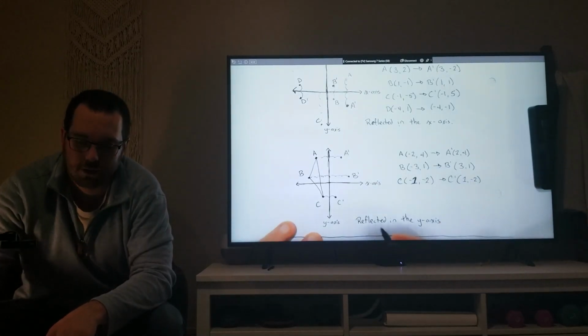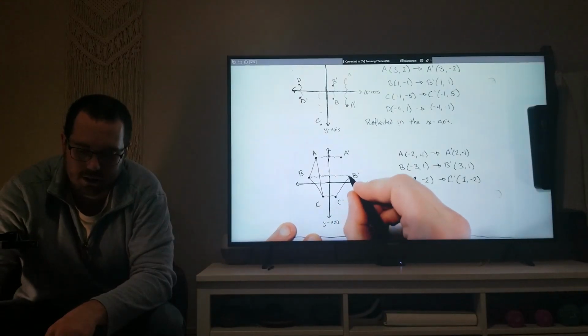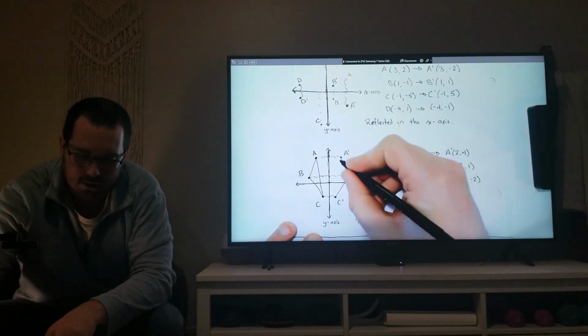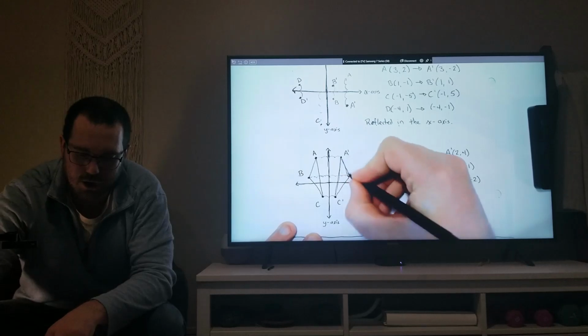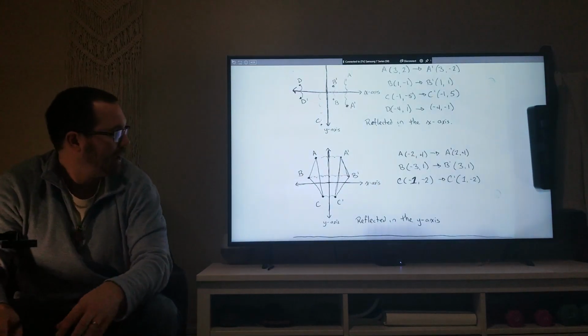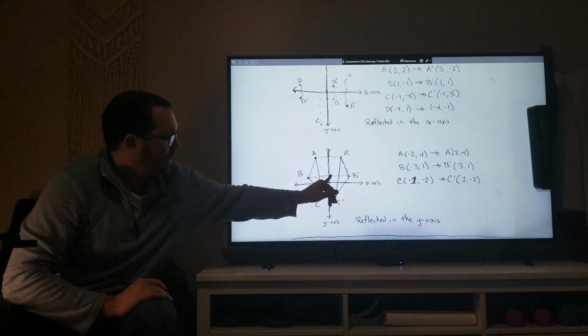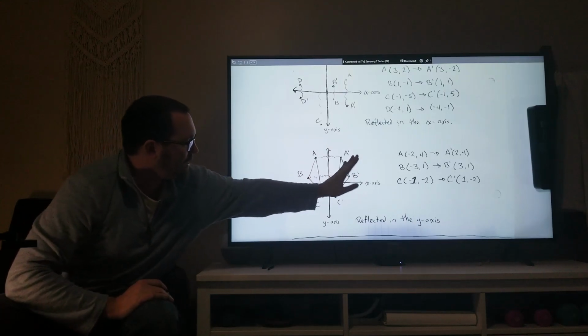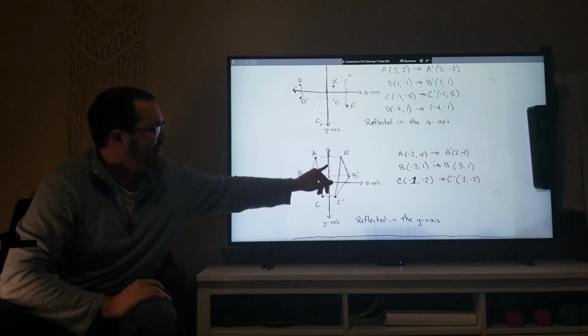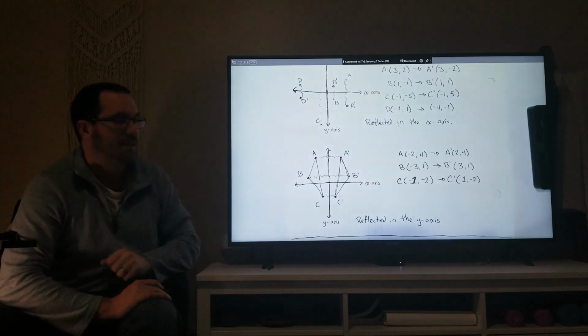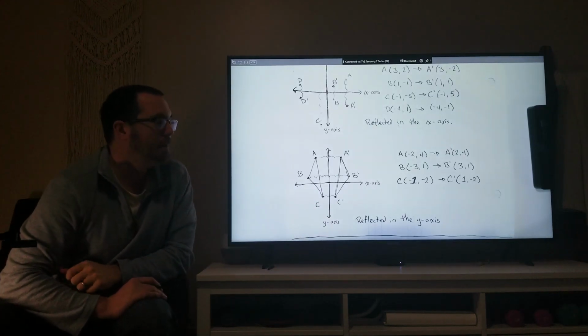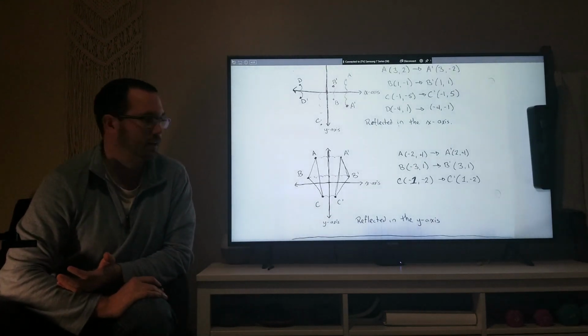The only thing left to do is to connect the dots to create our brand new shape. And if you see, this shape here looks like it's just been reflected or flipped in that line, the y-axis, that acts as our mirror line or our reflection line.